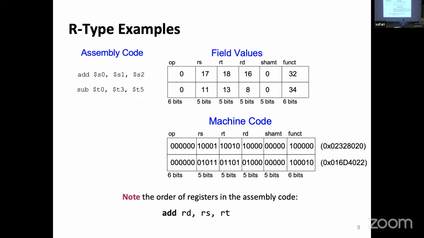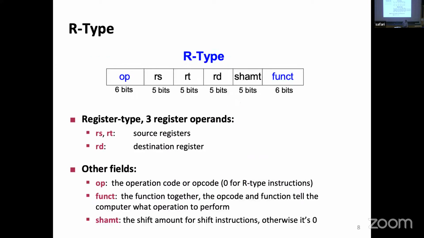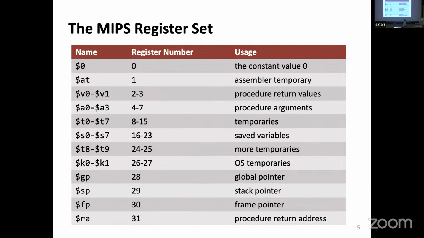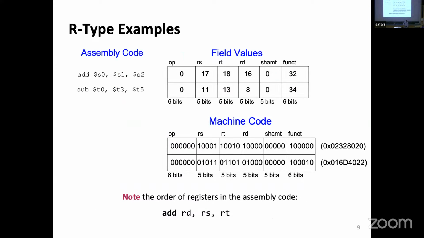They don't need to go in this order. I could have added them in any way, but the operation, as I said, all R types are 0. Then come the registers, so register number 17, 18, 16. How? Well, we were discussing that, right? So S0 is 16, S1 is 17, S2 is 18, that's the address of the register. We are not shifting anything, and then there is a function. So 32 apparently is add, and 34 is sub.